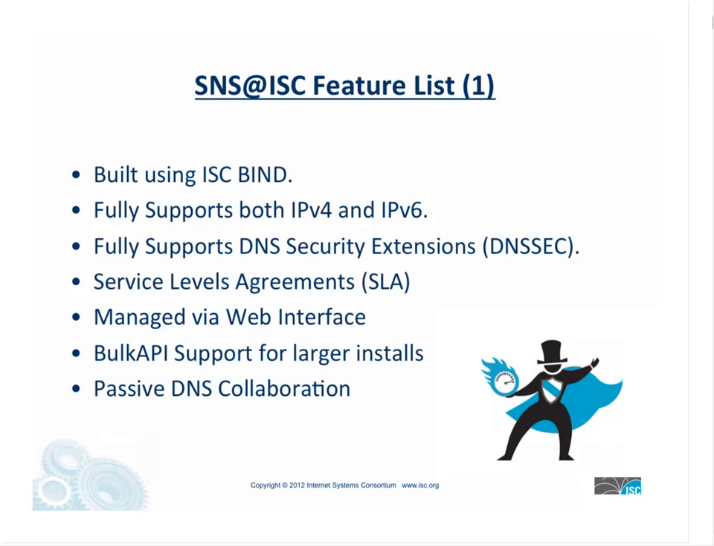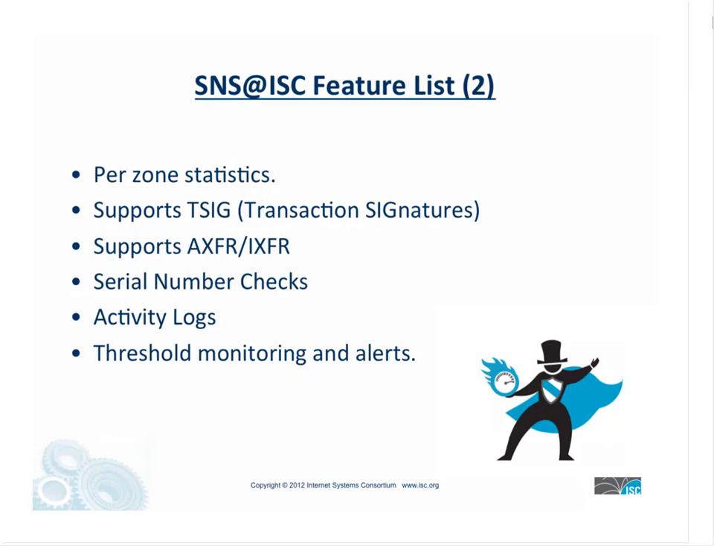Now, continuing with the feature list. Per zone statistics. SNS at ISC has the ability to show you, in less than 15 minutes ago, real-time stats including query load, which region the traffic is coming from, like East or West Coast US, Europe, and Asia, and the ability to zoom in to get into more detail, as well as looking at any historical data from the time you started on SNS at ISC.